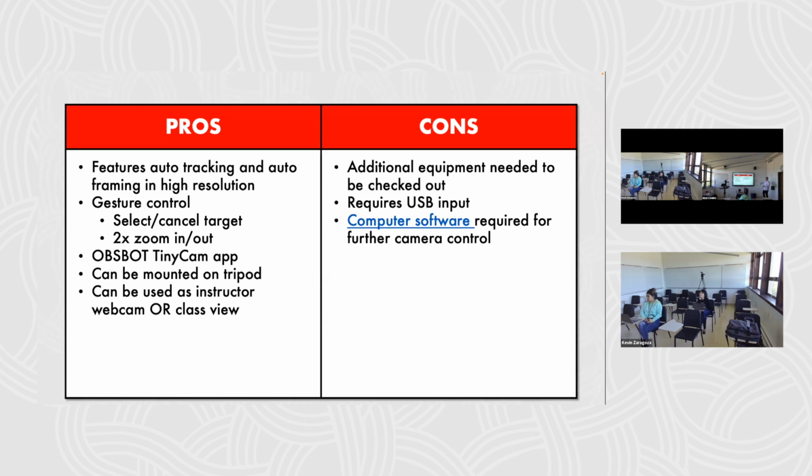Pros and cons. Features auto tracking and auto framing in high resolution. We have that gesture control. It's included that Alva TinyCam app can be installed on the device, and it can be mounted on a tripod. It can be used on instructor webcam or class view. In this situation here, my Zoom camera is just set to the Alva camera because I'm not even there. Right, we just want to face the students.